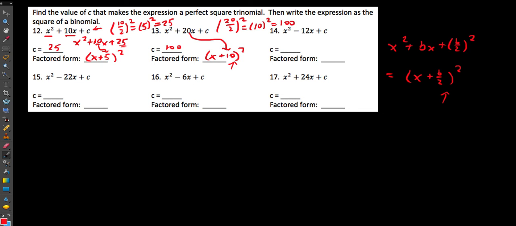That's all I'm really looking for. We're going to need to be able to determine what we would like to have as our constant value so that we can make things into perfect square trinomials in this next video.